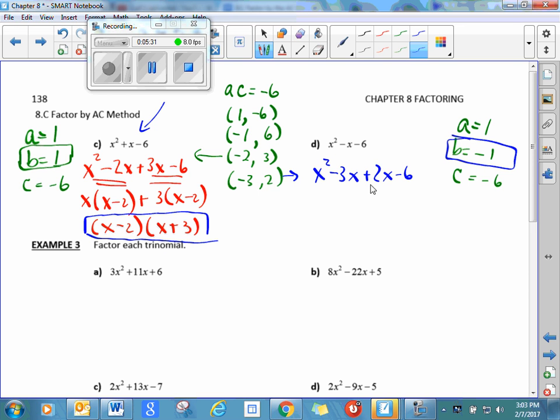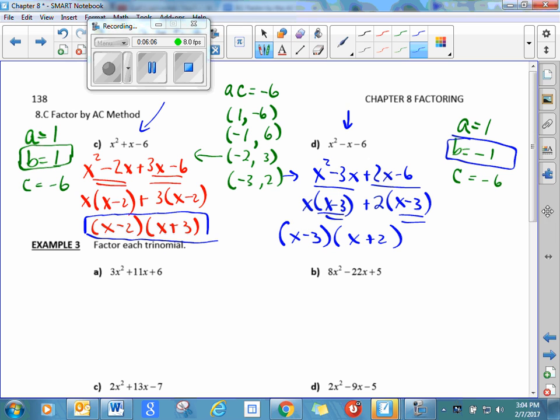Now you might ask me, does it matter what order? Can I write plus 2x and minus 3x second? Sure you can. The sum of these has to be this middle term, but it doesn't matter which order you put them. So look at the grouping. I see I can factor out a positive x, and I end up with x minus 3. This second pair of terms, I can factor out a positive 2 and end up again with an x minus 3, and then our final factor will be x minus 3 to the outside, x plus 2 to the inside.